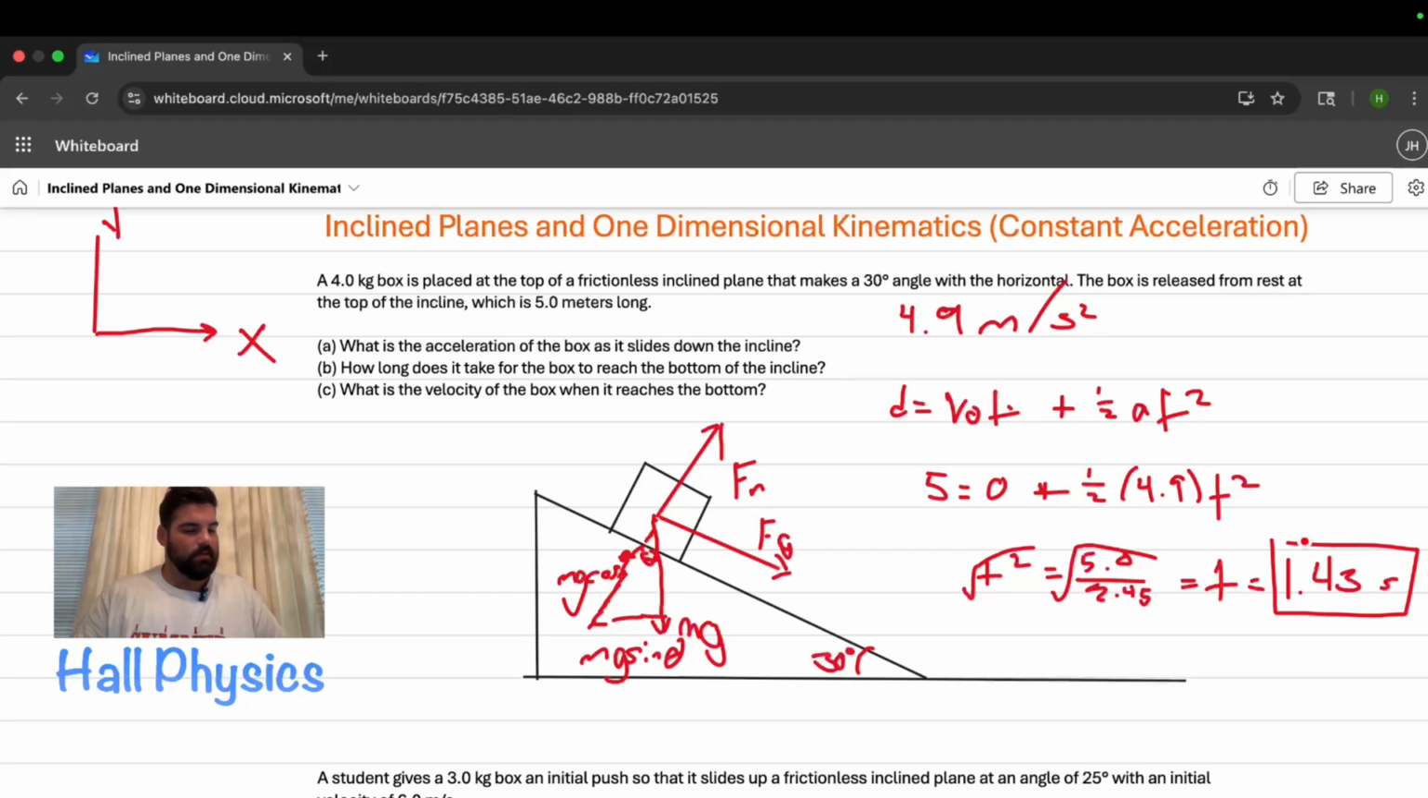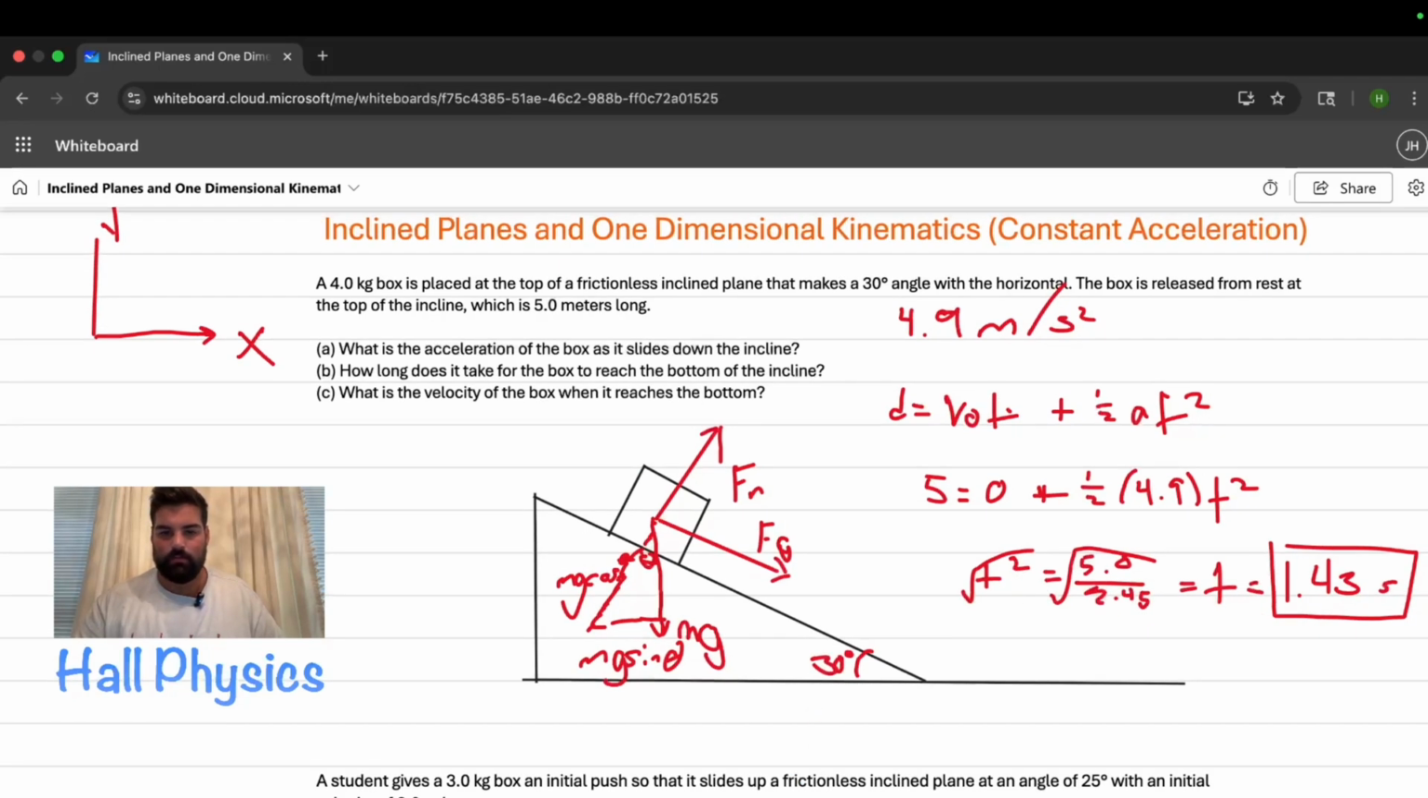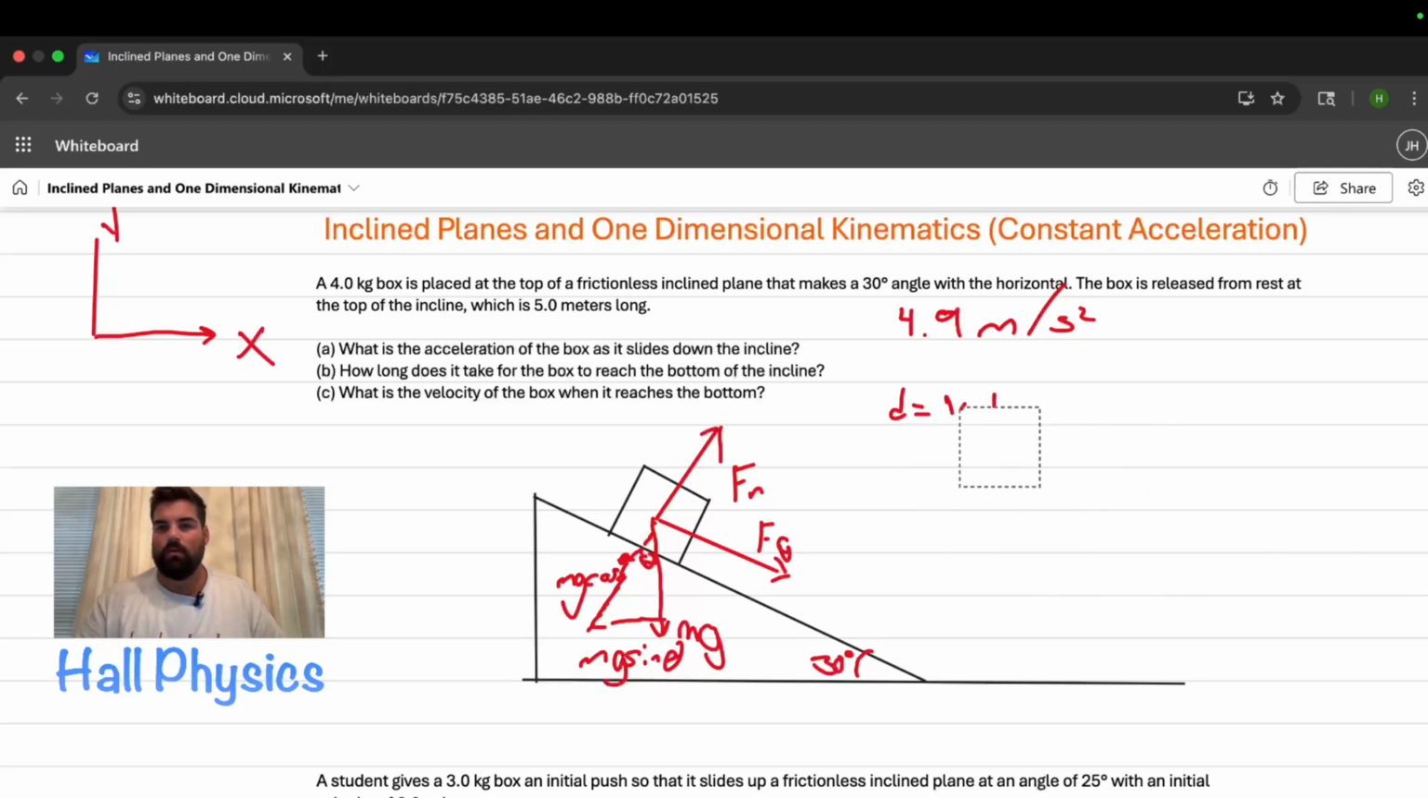All right. Lastly, we want to know what is the velocity of the box when it reaches the bottom. Okay, so let's go ahead and erase. Clear us up some room. All right, I'm going to rewrite what we know now is 1.43 seconds to reach the bottom.